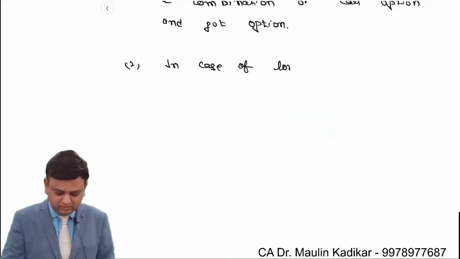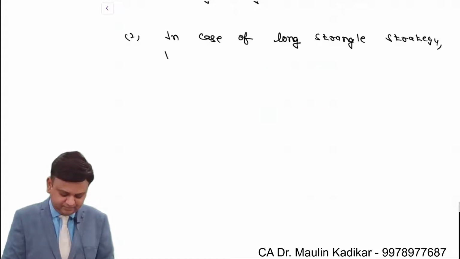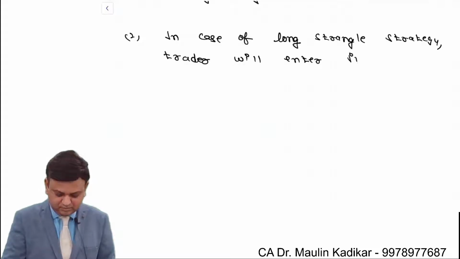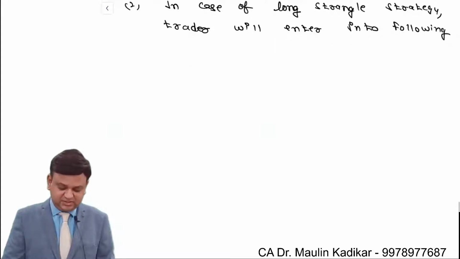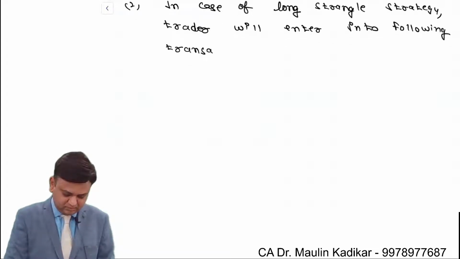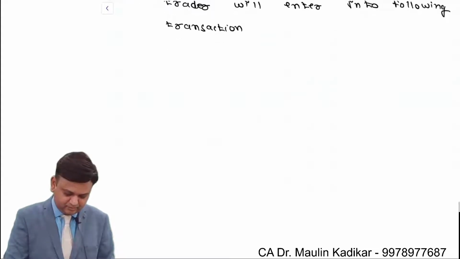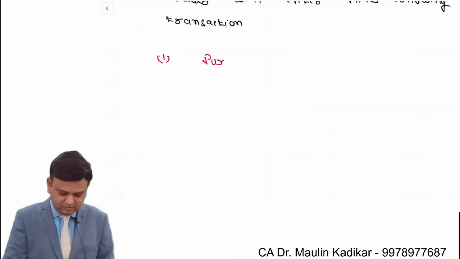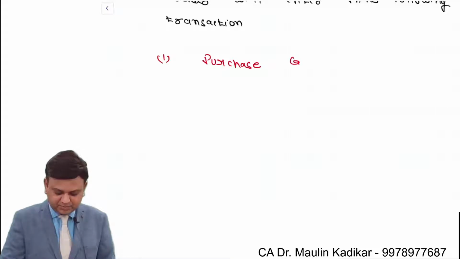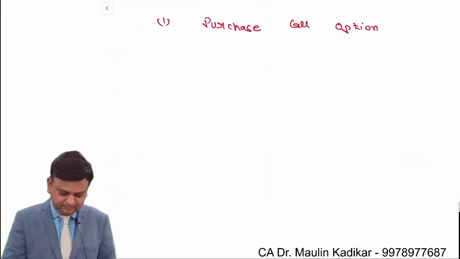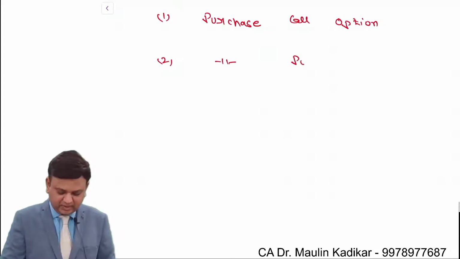In case of a long strangle strategy, comma, the trader will enter into the following transactions. One, purchase call option. Second, purchase put option.